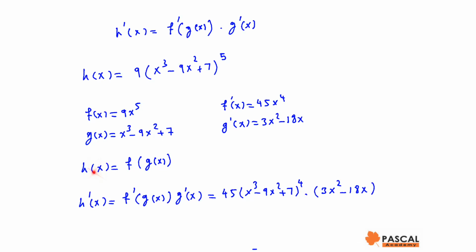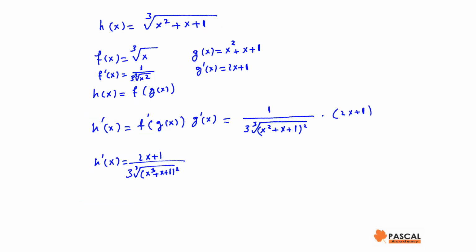Therefore, the derivative of h of x is f prime of g of x times g prime of x. f prime of g of x is 45 times x cubed minus 9x squared plus 7 to the power of 4, and g prime of x is 3x squared minus 18x. Therefore, h prime of x would be 45 times x cubed minus 9x squared plus 7 to the power of 4 times 3x squared minus 18x.